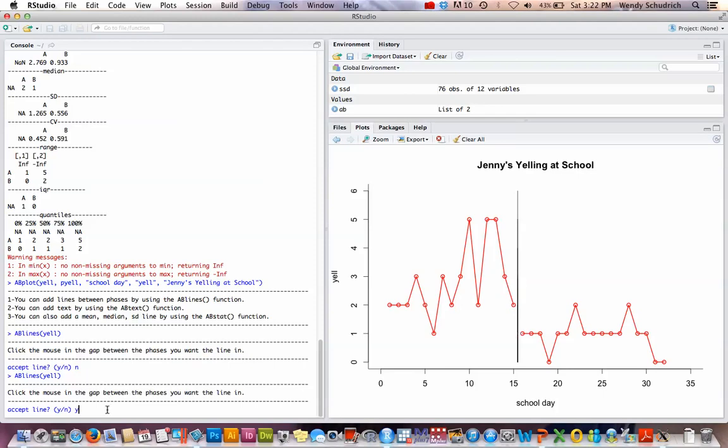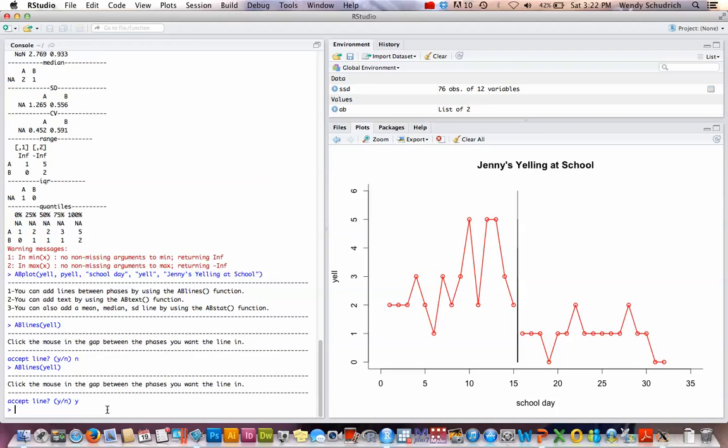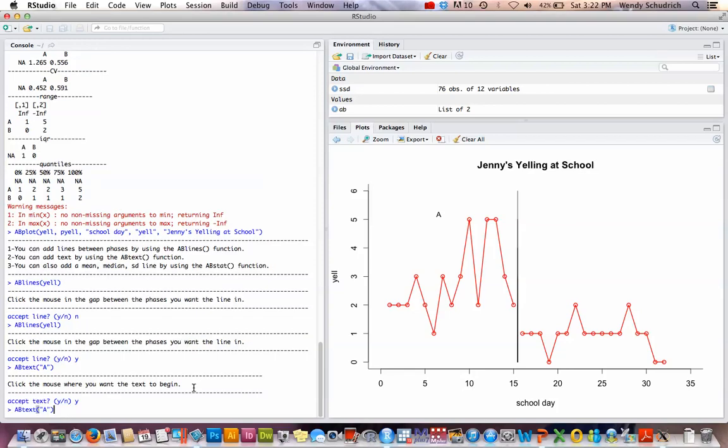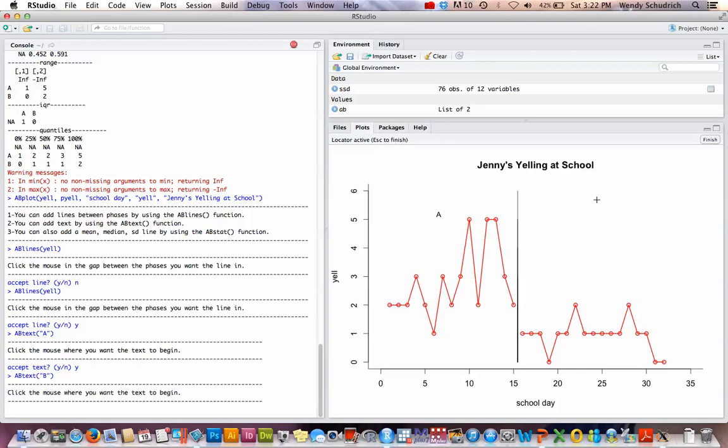We really don't want the points to be touching. And so we had other phases here. We could put lines between those phases. And now she's going to label each of the phases as A and B. A for baseline, B for intervention. And notice that she was able to get the previous command back in RStudio by using the up arrow.